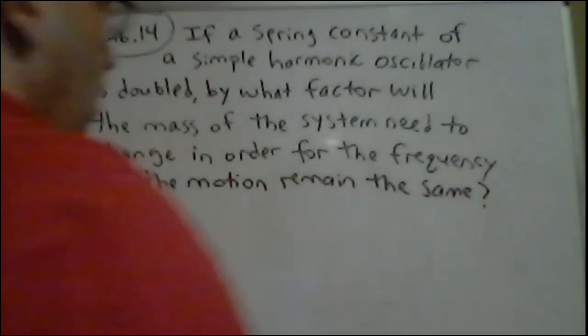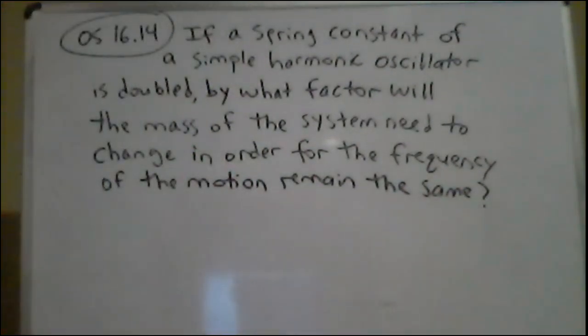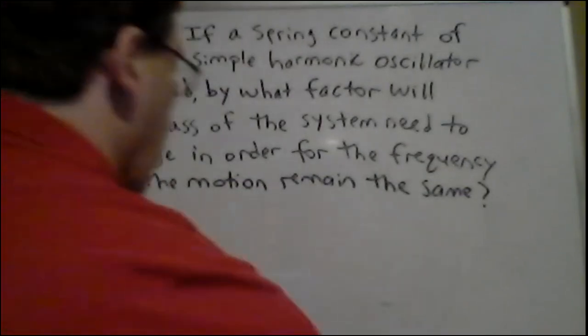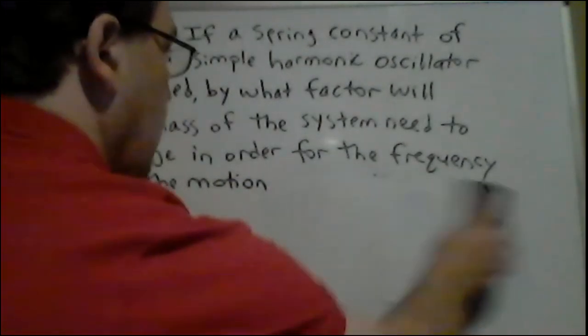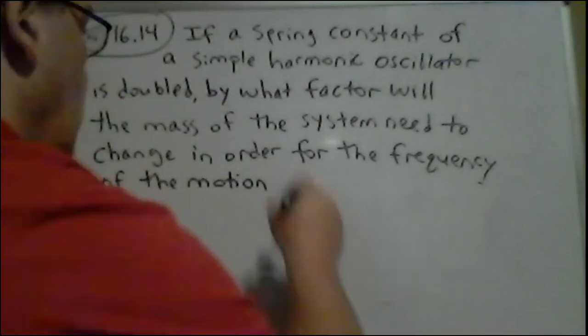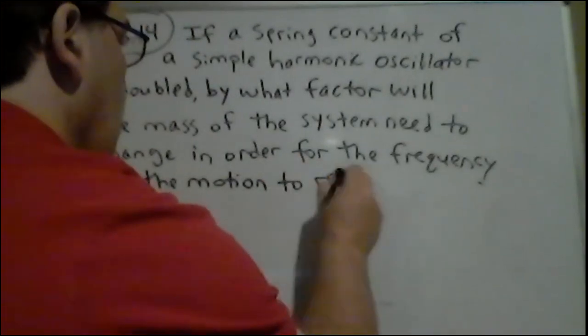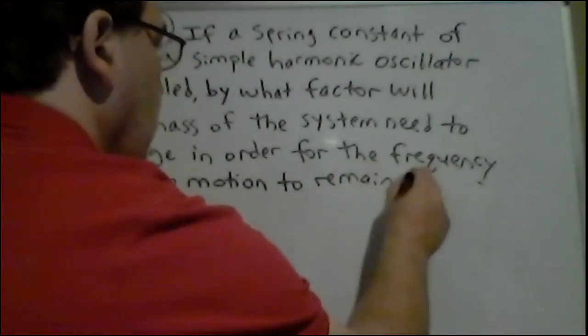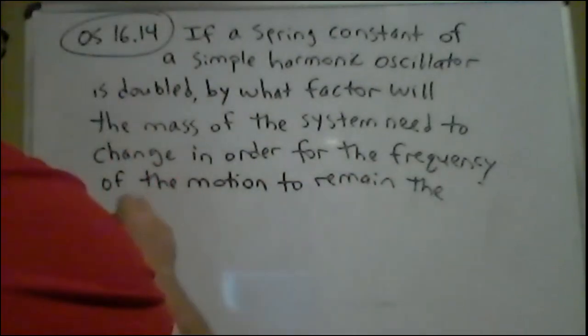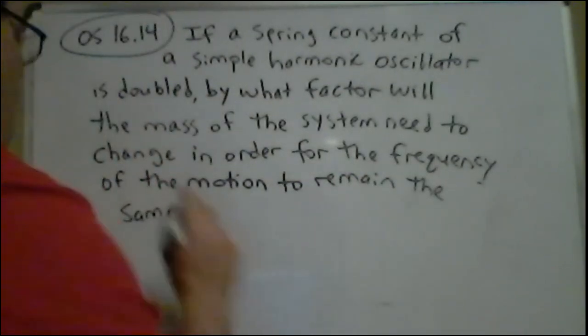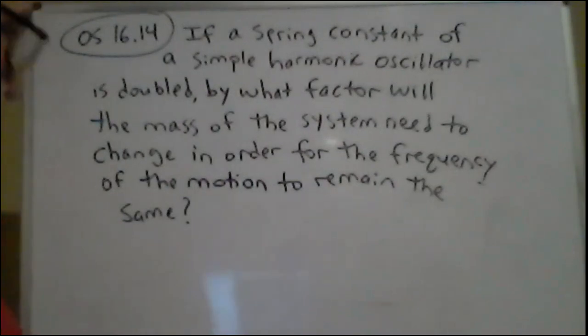All right, so if the spring constant of a simple harmonic oscillator is doubled, by what factor will the mass of the system need to change in order for the frequency of the motion to remain the same? Actually, I missed a word: to remain the same. Sorry about that. Okay, so let's put that in English.